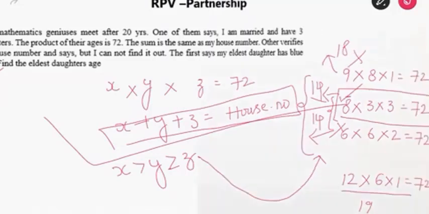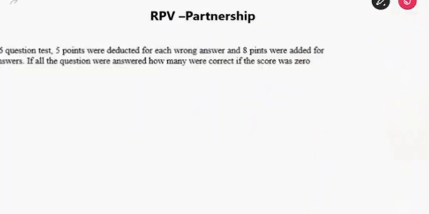Okay, now next one. On a 26 question test, 5 points were deducted for each wrong answer and 8 points were added for right answers. If all the questions were answered, how many were correct if the score was 0? Let us try this question in a different manner by using the alligation rule. Now I will explain the alligation rule.